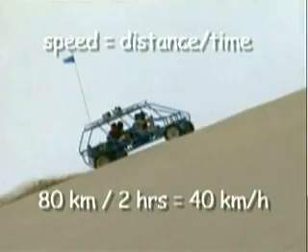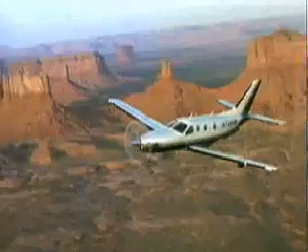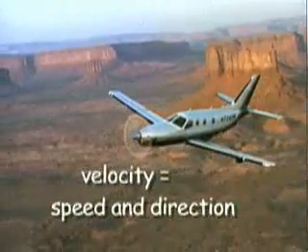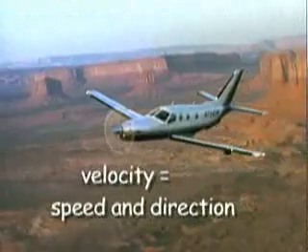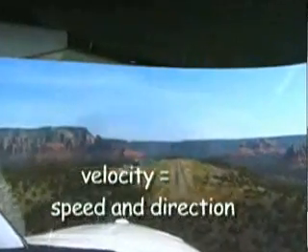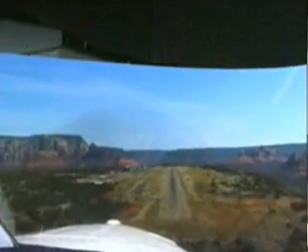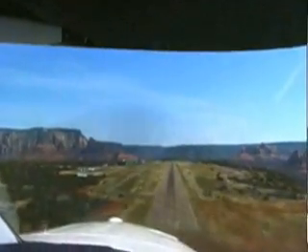Velocity is often thought to mean the same thing as speed, but there is a difference. Velocity is not only the speed of an object, but it is also the direction in which the object is traveling. So the proper way to refer to the velocity of an object is to include its direction, such as the car is traveling 40 kilometers per hour south. Velocity changes if the speed or direction of the object changes.